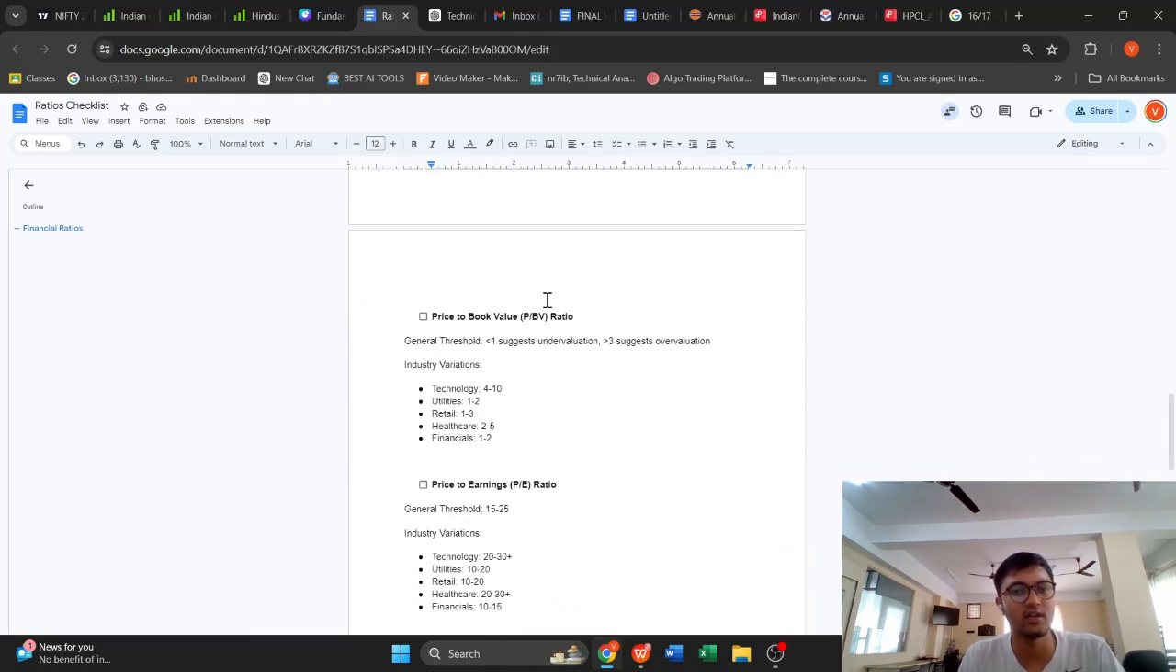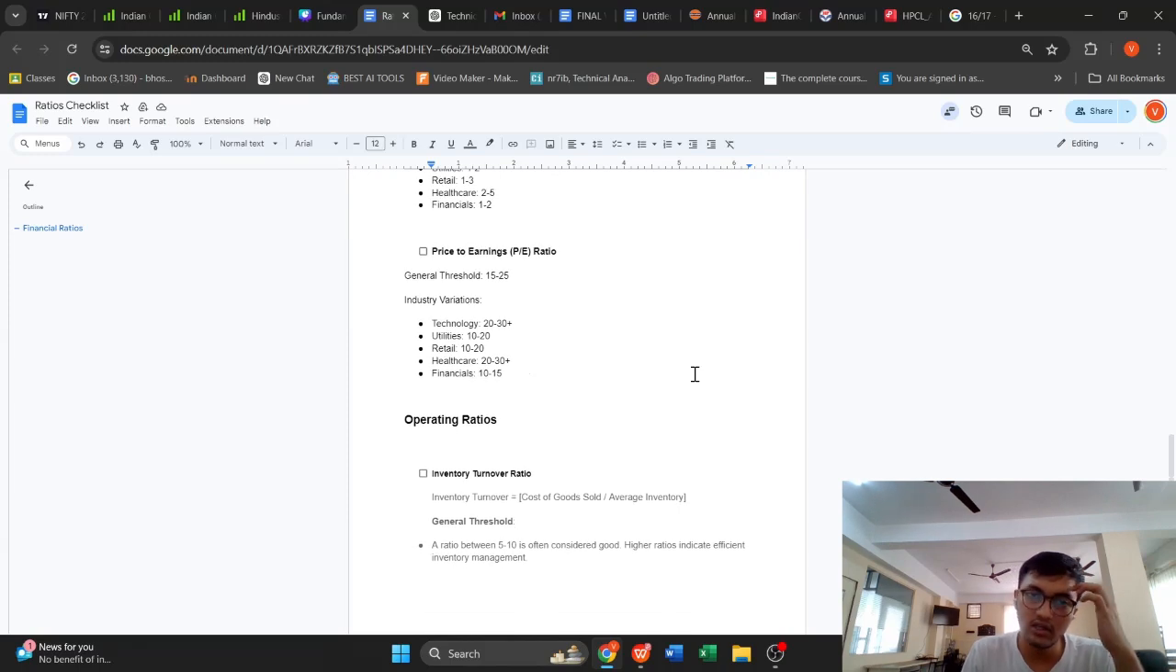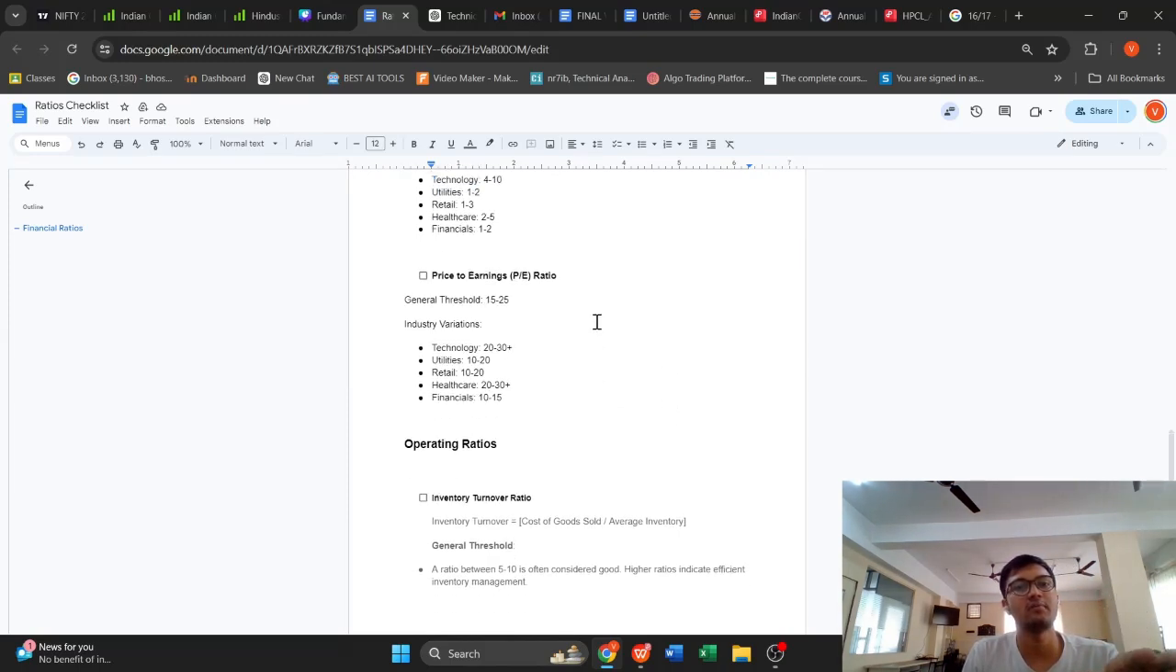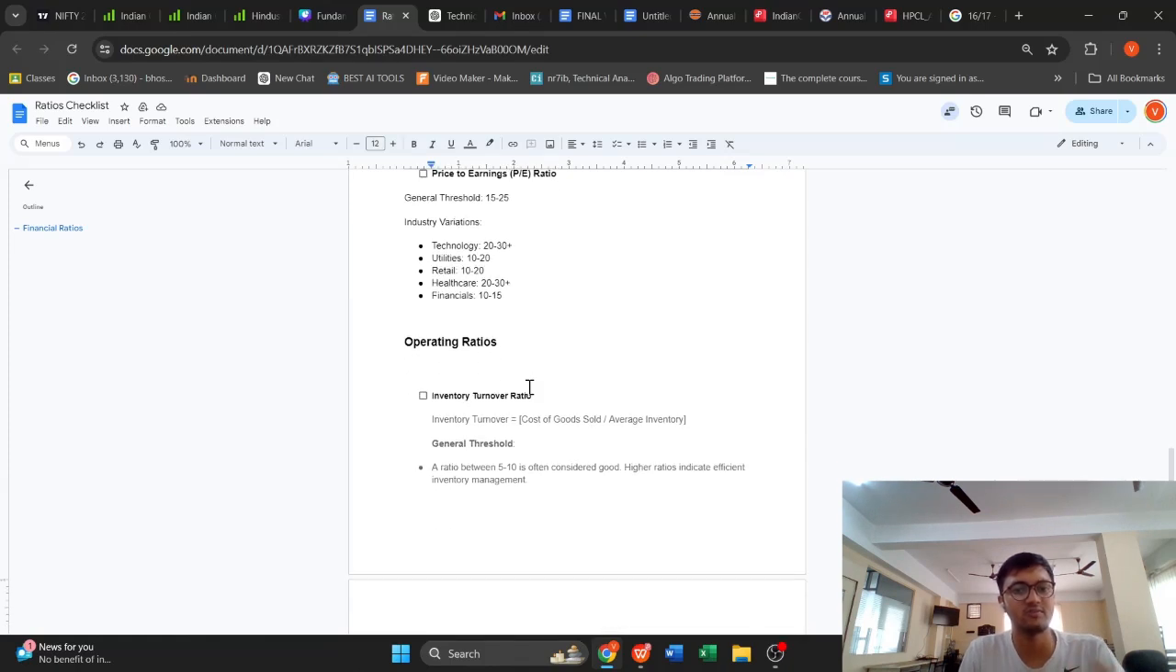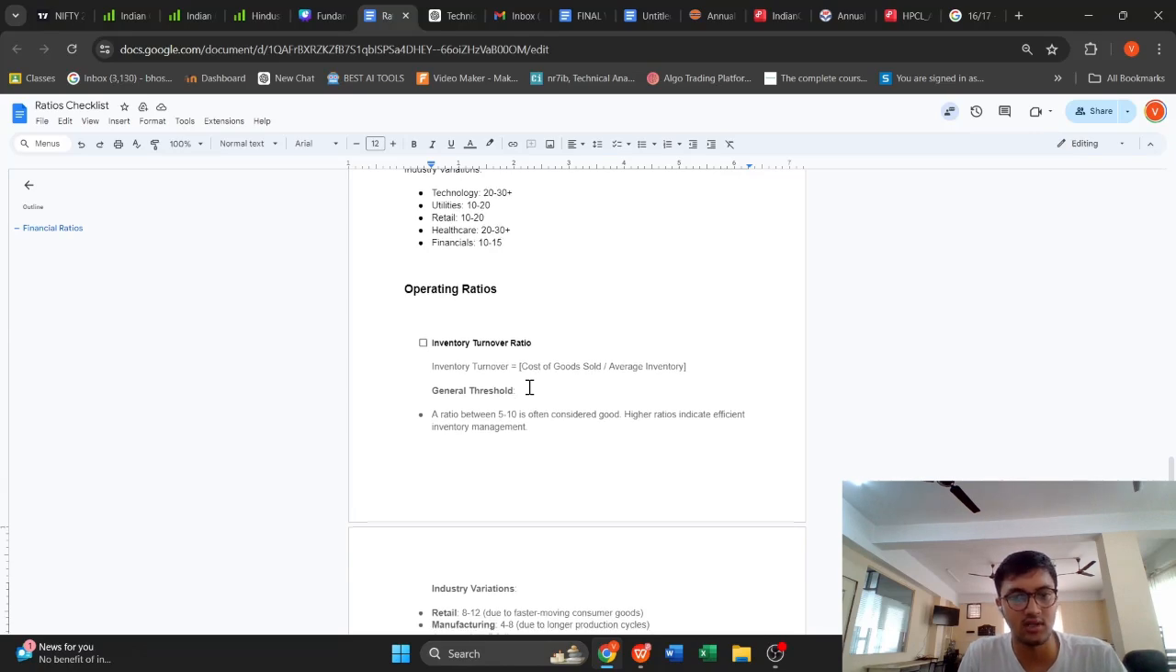Price to book value, if it is greater than 3, it's overvaluation. If it's less than 1, it's undervalued. So both the companies are undervalued. The price to earning ratios you cannot even compare in this case because the companies are in different sectors, but these companies are having PE ratios of less than 5. So a PE of 5 signifies they are very undervalued companies, according to how the business is running.